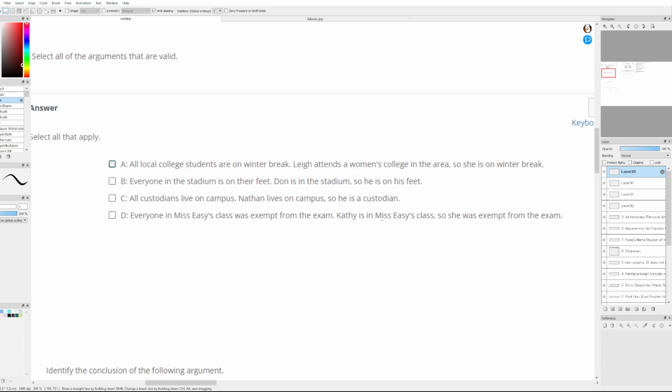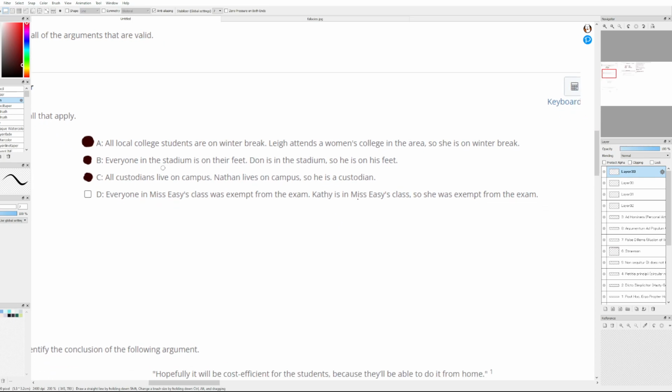This is valid. Everyone in the stadium is on their feet. Don is in the stadium, so he is on his feet. This is also valid because he is in the stadium. It says that everyone who is in the stadium is on their feet, so he should be on his feet as well. Again, I would like to emphasize that these could be valid, but it doesn't necessarily have to be sound or true. We are just assuming that what they're saying is correct. We're assuming we live in a world where what they're saying is correct.